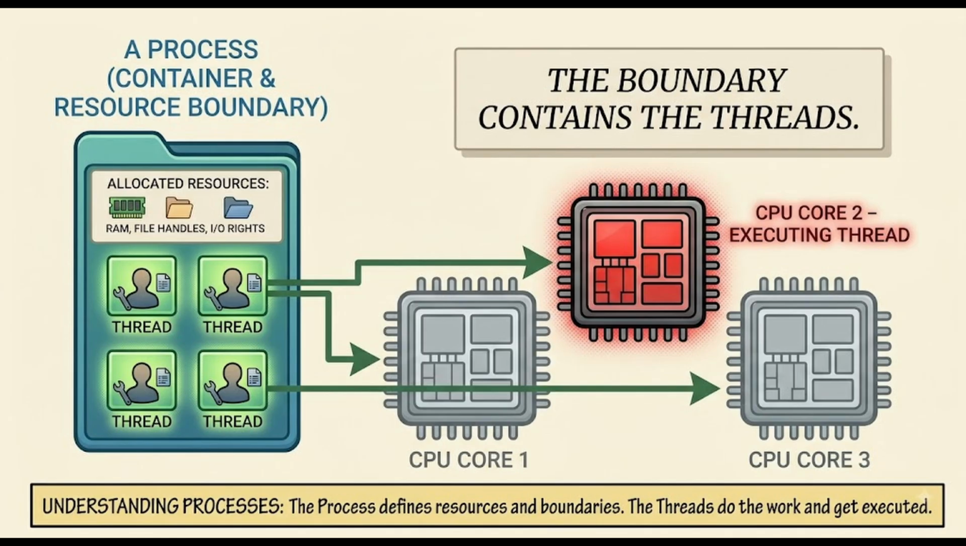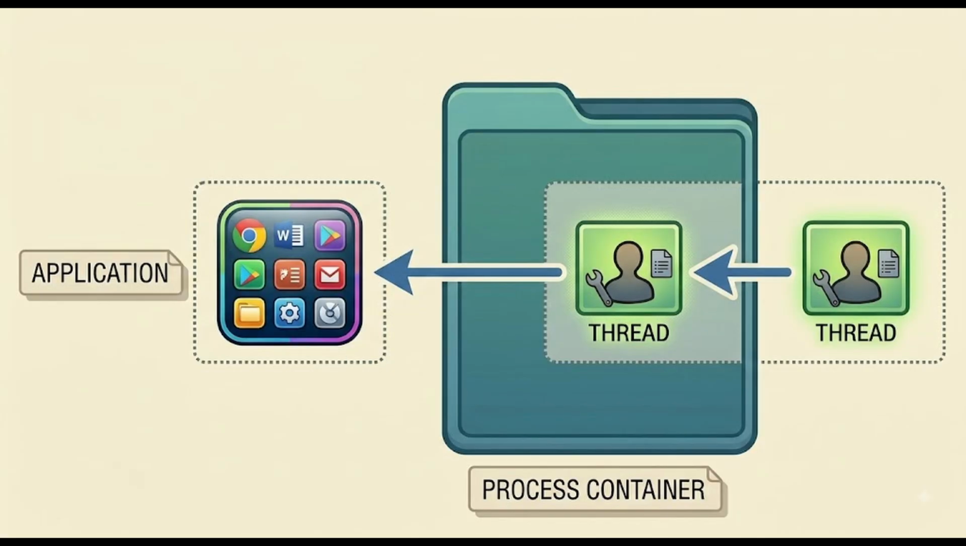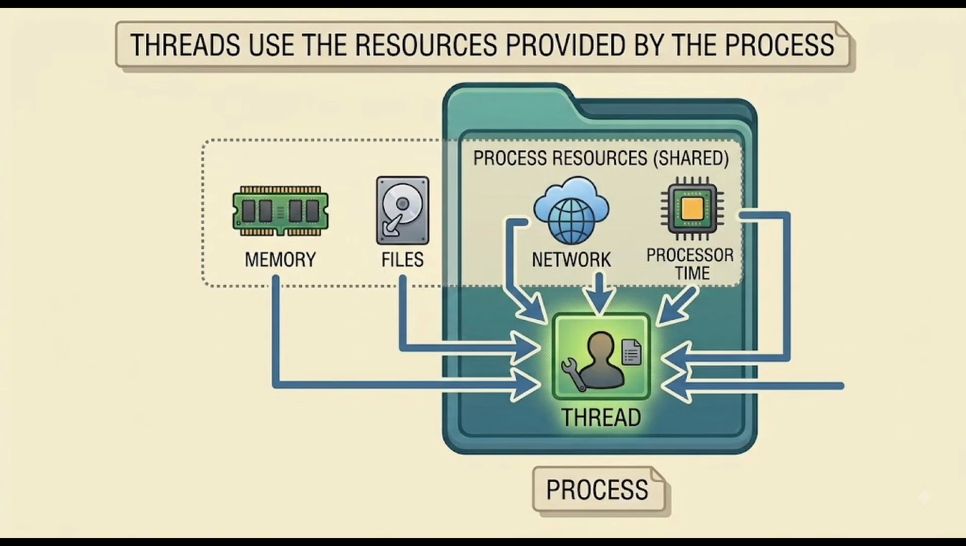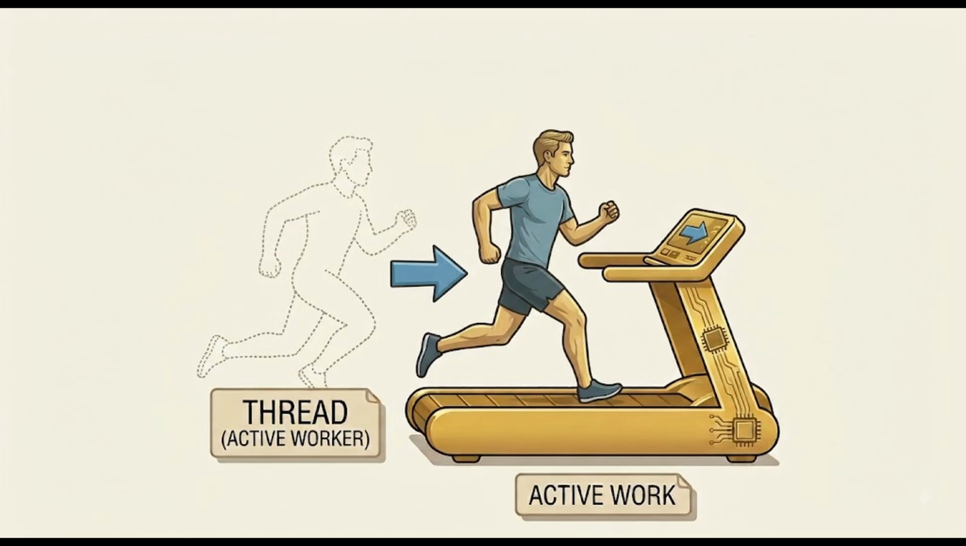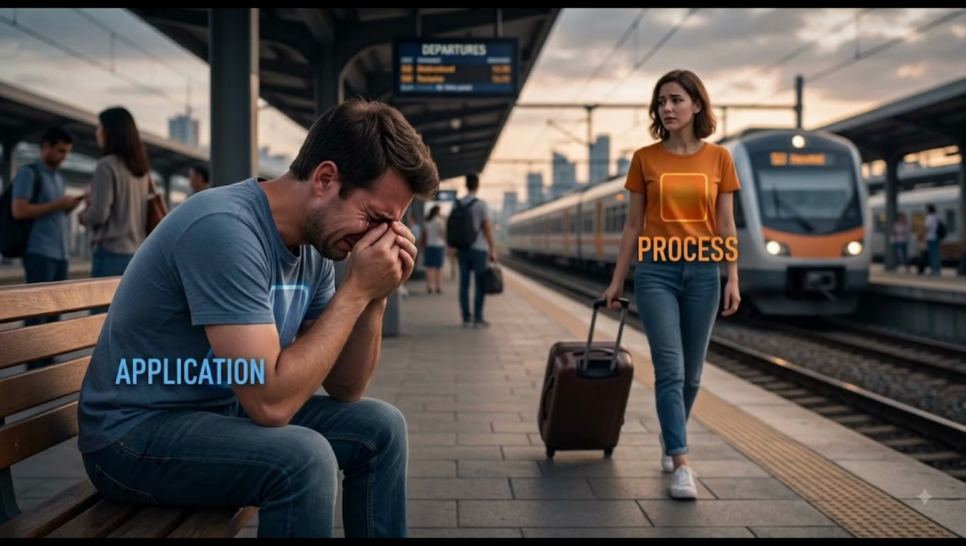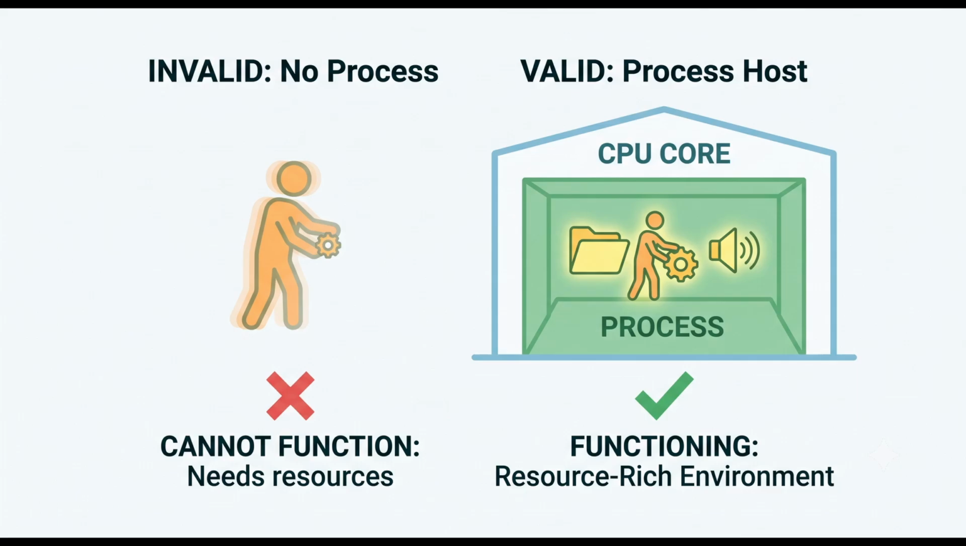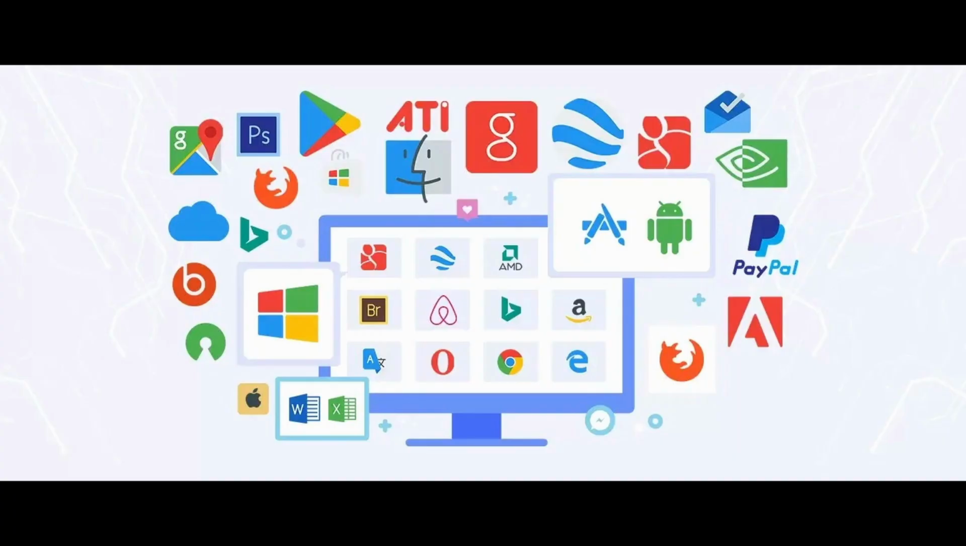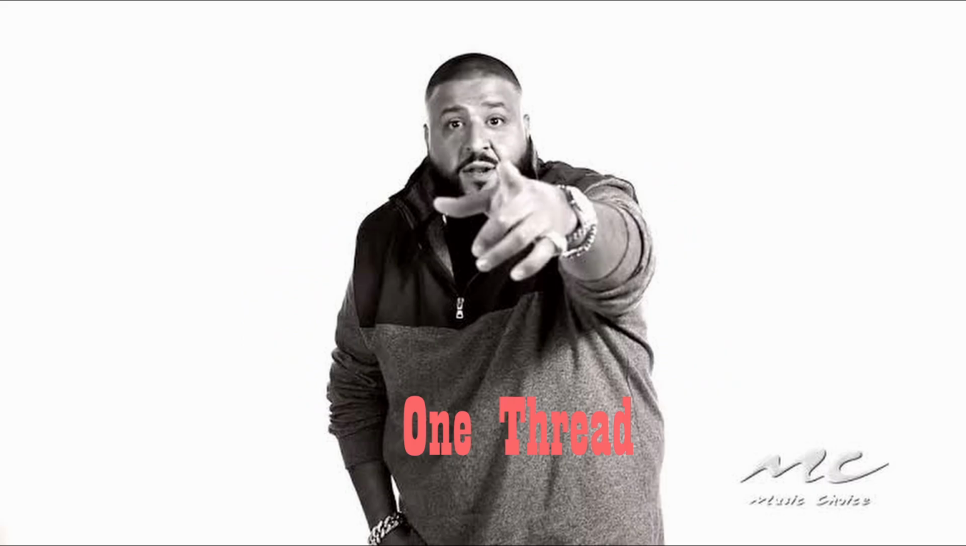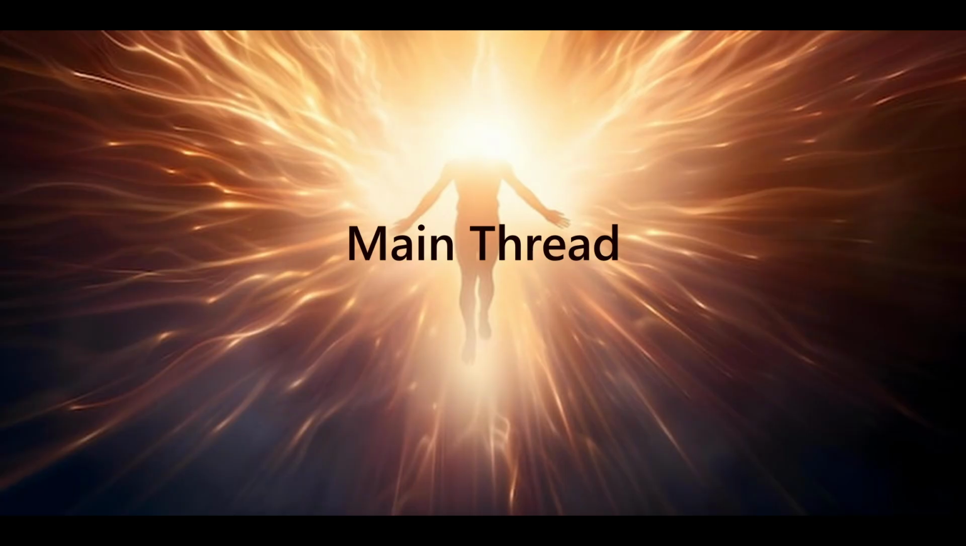It can be misleading to say that a thread runs inside a process. Instead, it is better to say a thread belongs to a process and that process belongs to an application. The threads use the resources provided by the process. So basically, threads are the ones that run on a CPU core. An application cannot run without a process. A thread cannot exist without a process because it requires a host environment to function. Every application must have at least one thread, which is called the main thread.